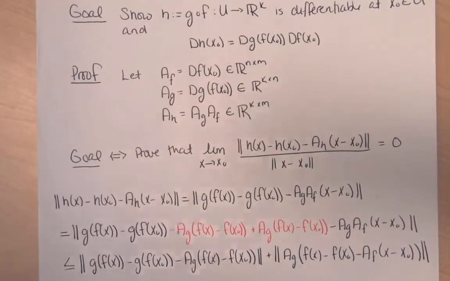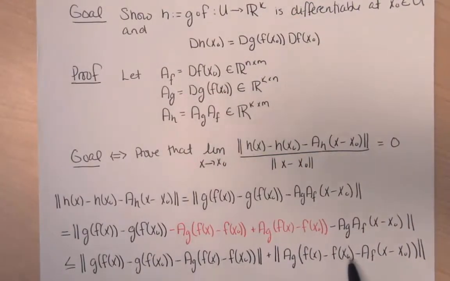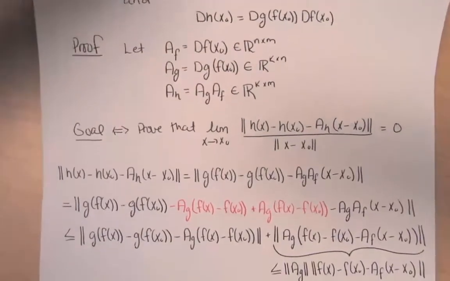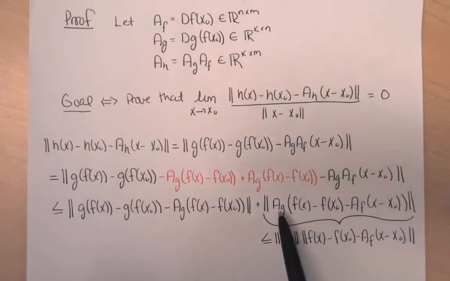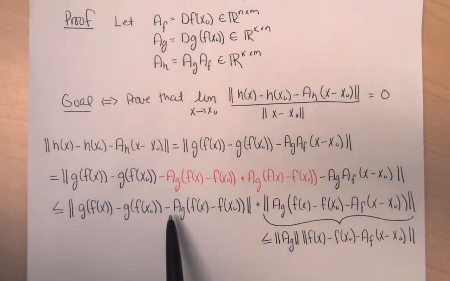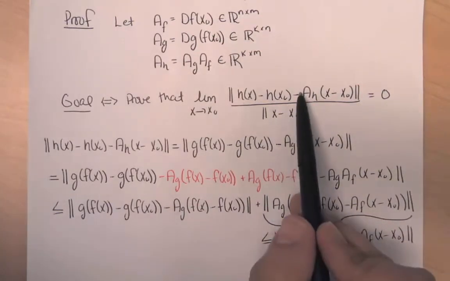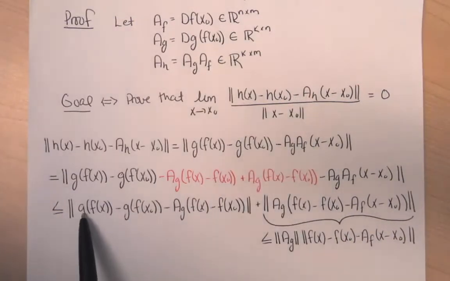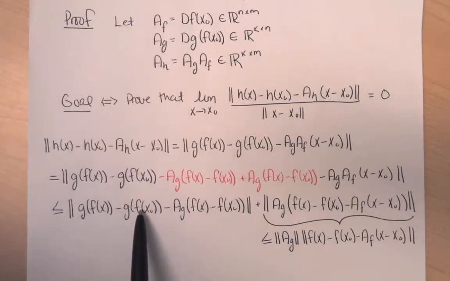Now, this term here, because I have a matrix times a vector, this matrix times this vector, is less than or equal to the norm of the matrix times the norm of the vector. So we've broken this down in a way that this looks like the numerator of the derivative statement of g. Right? It kind of looks like this numerator, but for the differentiability of g at f of x naught.